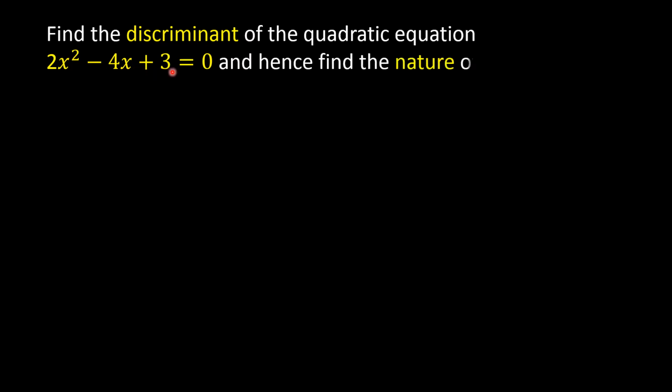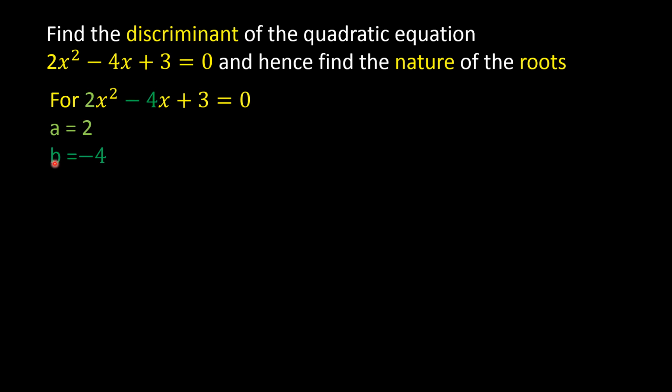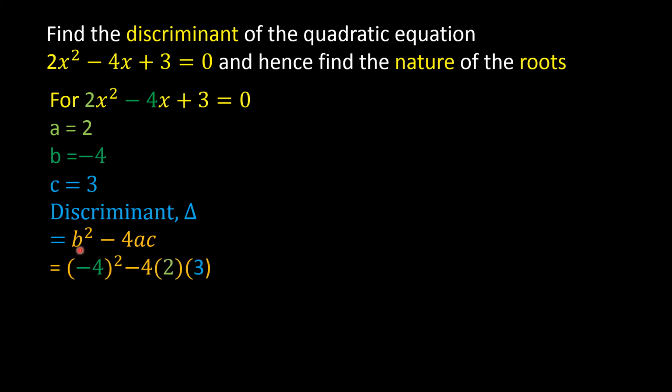Find the discriminant of the quadratic equation 2x squared minus 4x plus 3 equals 0, and hence find the nature of the roots. Now for this quadratic equation, we have a equals 2, b equals minus 4, and c equals 3. Now first we will find out the discriminant delta, which is b squared minus 4ac. We will substitute the values. b is minus 4, a is 2, and c is 3.